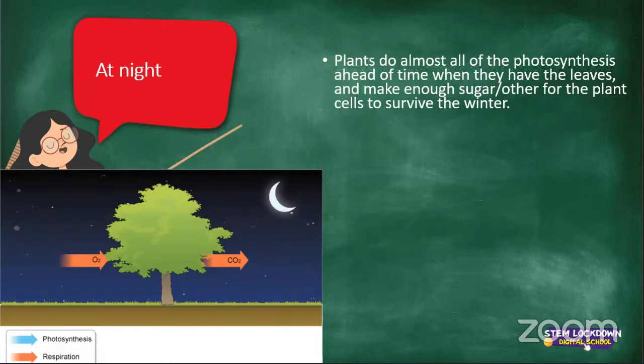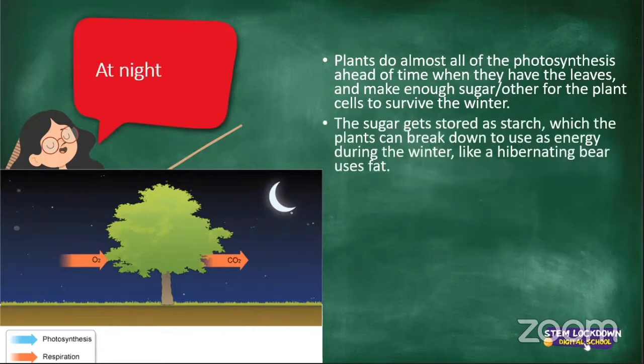Plants do almost all of the photosynthesis ahead of time when they have leaves and make enough sugar for the plant cells to survive during the winter. Just think about an animal that has to hibernate and has to collect enough food to last through the winter. So very similar to plants. Plants have to make food ahead of time in their leaves to last them the entire night. The sugar gets stored as starch, which the plants can break down to use as energy during the winter, just like a hibernating bear uses fat.